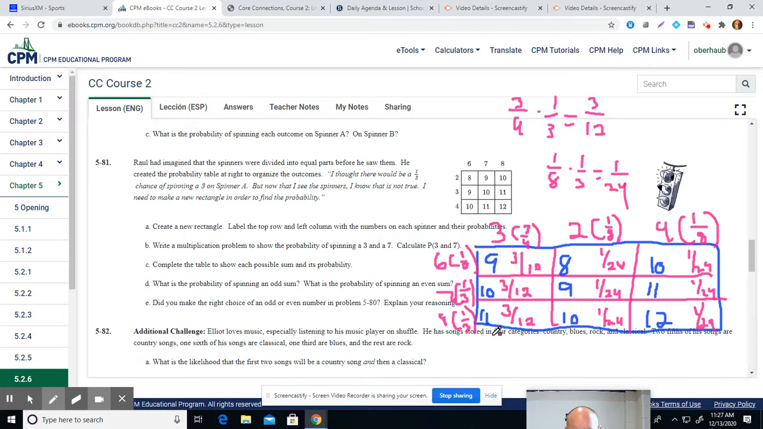All right, so what do we have going on now? Complete the table. All right, we did that. So what is the probability of spinning an odd sum? Let's see. This is odd, so I have a 3/12. Hold on, I want to erase some stuff to give myself some room to work.